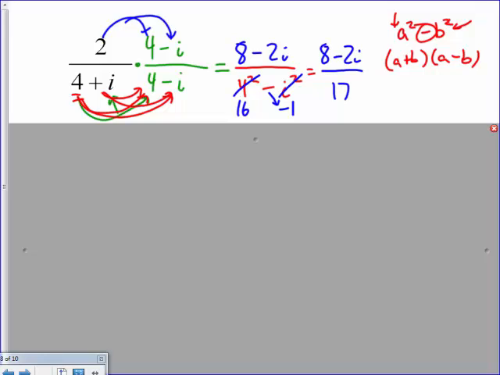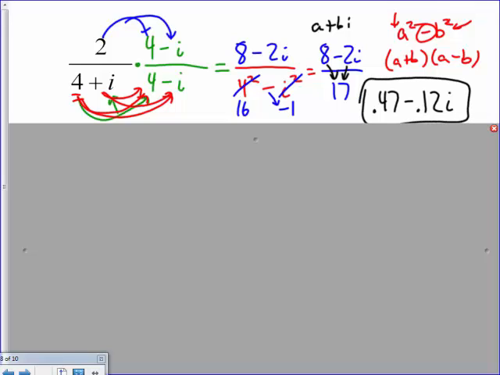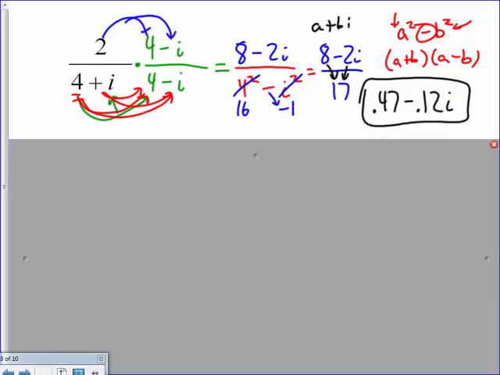And we always want to write it in the a plus bi form. So go ahead and divide each of these by 17. And I get some nasty decimals, but I'm just going to round to the nearest hundredth for now. So I'm going to say 0.47 minus 0.12i. So that would be that guy reduced down. Let's do another one of these.